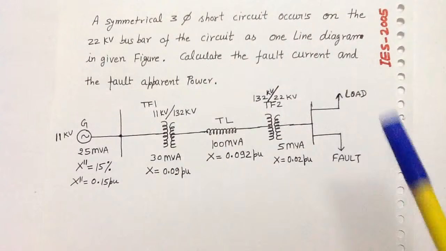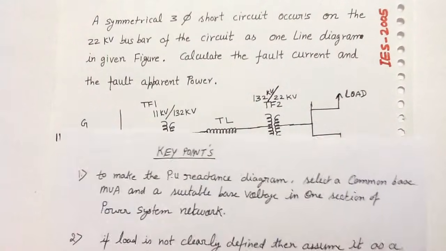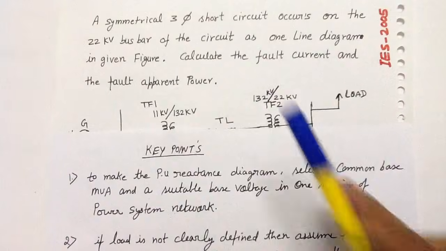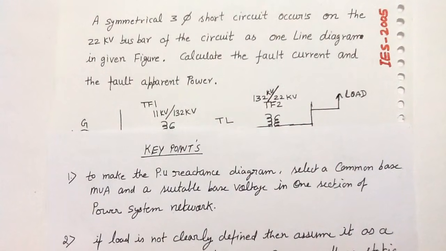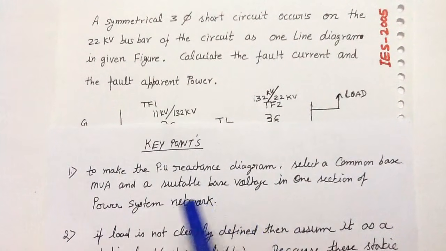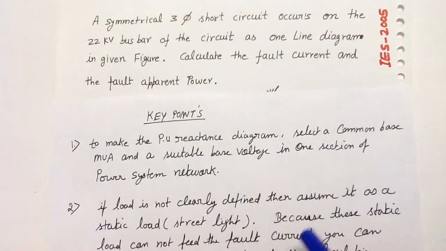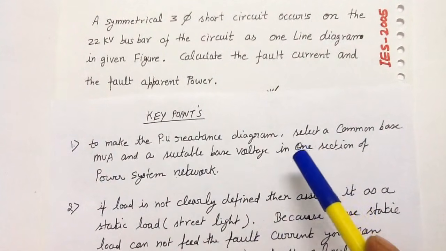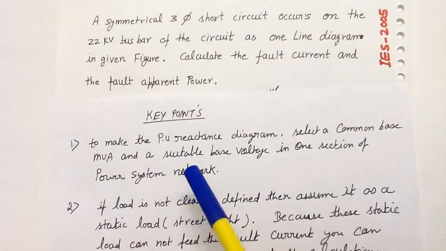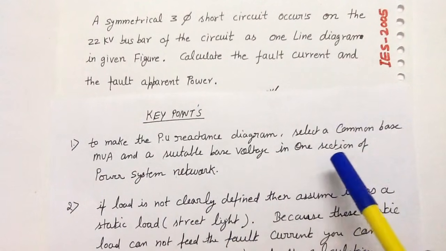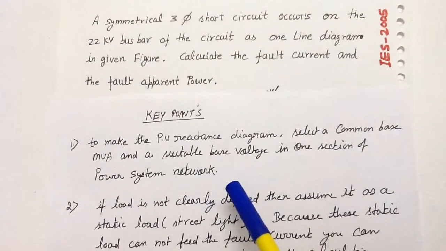There are some key points to solve this problem. To solve the three-phase short circuit problem, we need to first make the per unit reactance diagram. To make the per unit reactance diagram, select a common base MVA and a suitable base voltage in one section of the power system network.